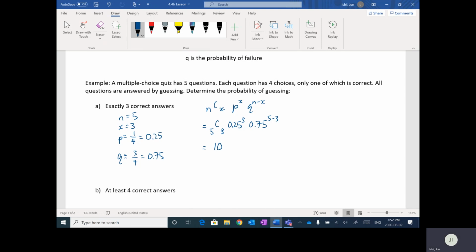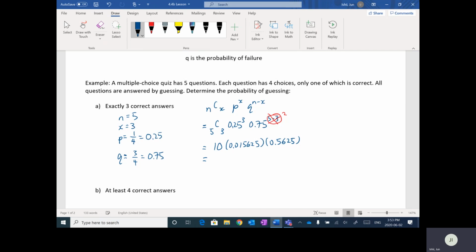Now 0.25 cubed, or to the third power, is a fairly long decimal, but I'll still write that down. 0.01562. And then 0.75. Now I'm just going to do this quick. So 5 minus 3 is actually 2, so I'm just going to cross that out and write 2 there. So I'm doing 0.75 squared, which is 0.5625.